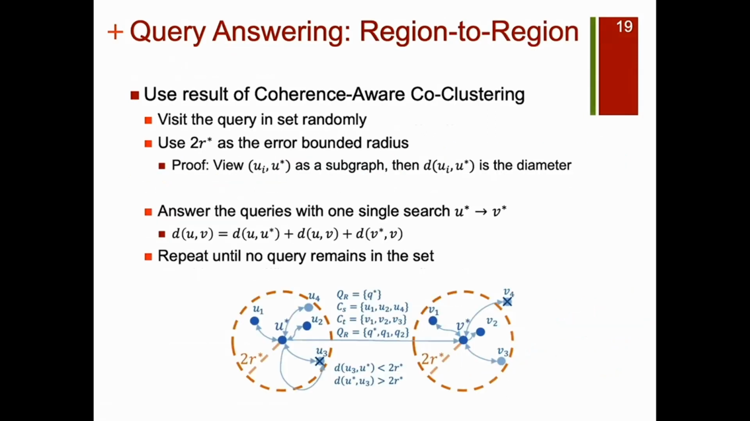The second query answering method, region to region, is a refinement of the previous co-clustering decomposition results. But this time we can prove that we can use 2 times R star as the error bound radius. The details are in the paper, and we just use the distances from U to U star, U star to V star, and V star to V to approximate the actual distance.